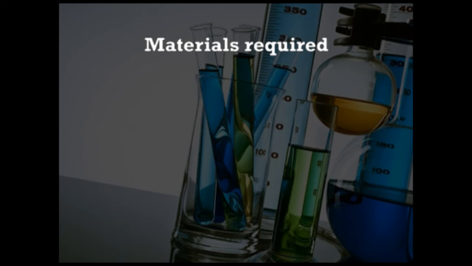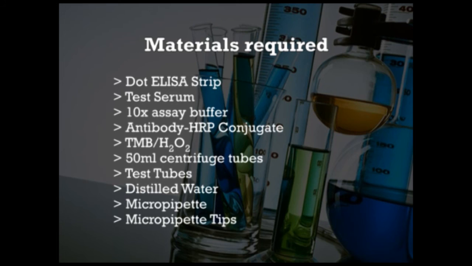Some of the materials required in the dot ELISA experiment are dot ELISA strip, test serum, 10x assay buffer, antibody HRP conjugate, TMB and H2O2, 50 ml centrifuge tubes, test tubes, distilled water, micropipette and micropipette tips.